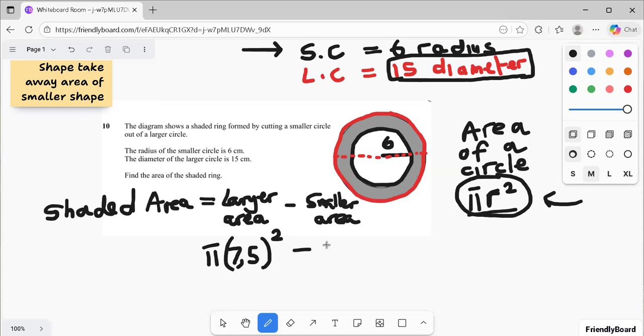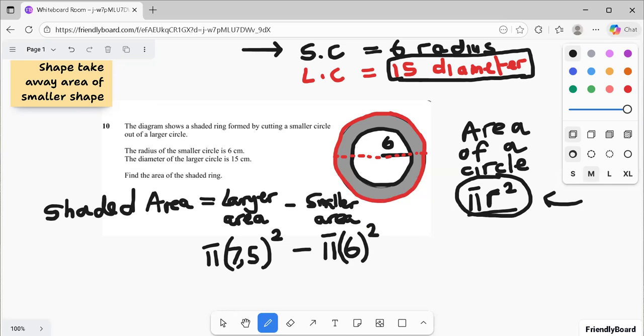All right, so the area of the smaller circle is going to be pi. My radius given is 6, so I don't need to halve it because it's already the radius. It's not the diameter, it's the radius that is given. So the radius is 6, so I'll just input it into the formula, like so. This is what I now have.